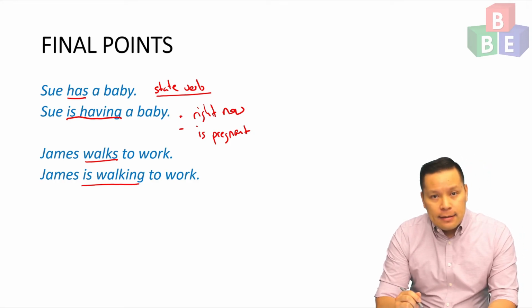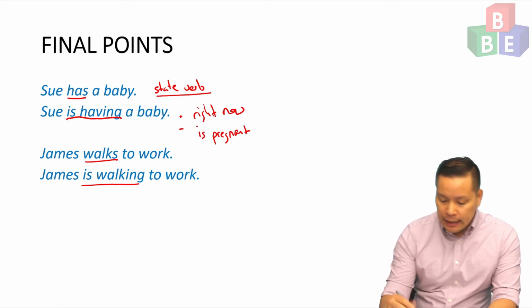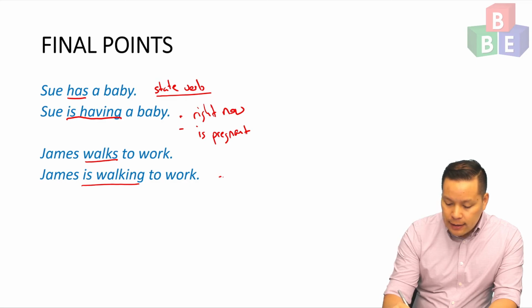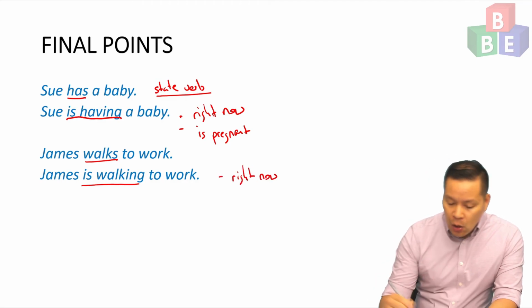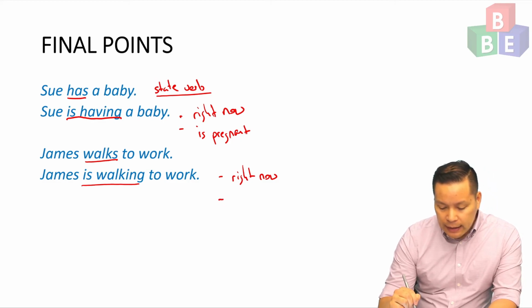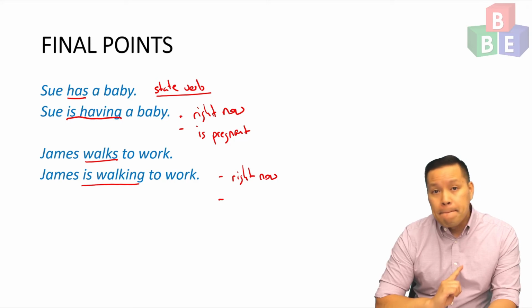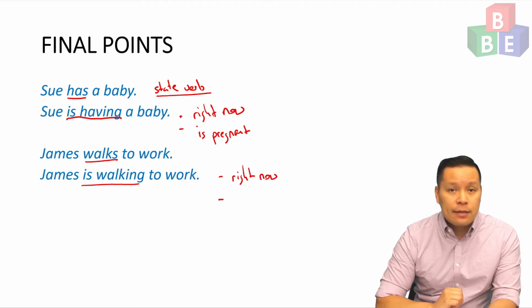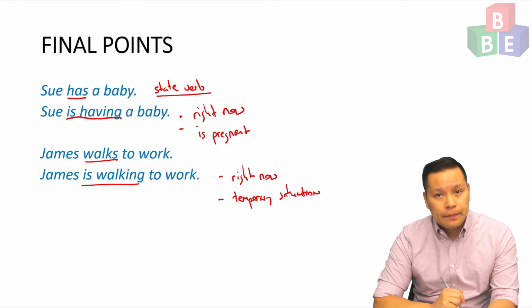In the second sentence, James is walking to work. It can mean either right now, what is he doing? James is walking to work. Or it could mean that today James is walking to work, but normally he takes the train. So we could say that this is a temporary situation, and normally he takes the train.